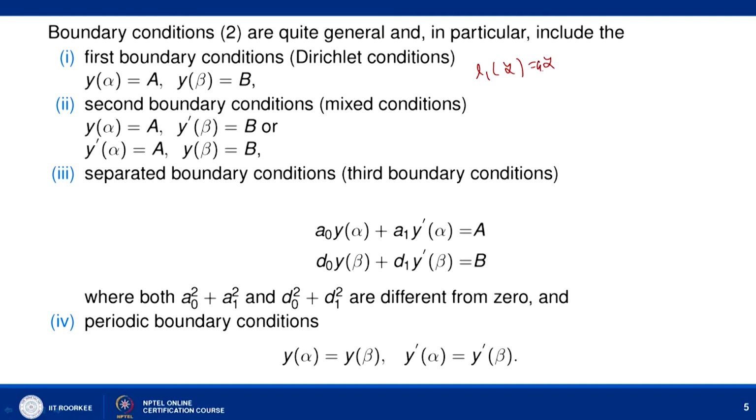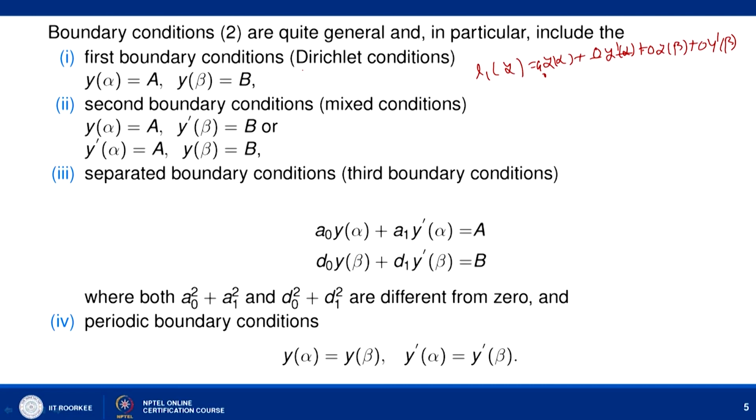Here we simply say A naught is equal to 1, so y alpha, and all the others are 0: 0 y dash alpha plus 0 y beta plus 0 y dash beta. So, it is a particular case of your L1y. Similarly, you assume that C naught is equal to 1, rest are all 0. So, we have the boundary conditions y alpha equal to A and y beta equal to B. We say that it is the first boundary condition, and sometimes we call it a Dirichlet condition. Here, in the first boundary condition or Dirichlet condition, your function is given some value at the end point.